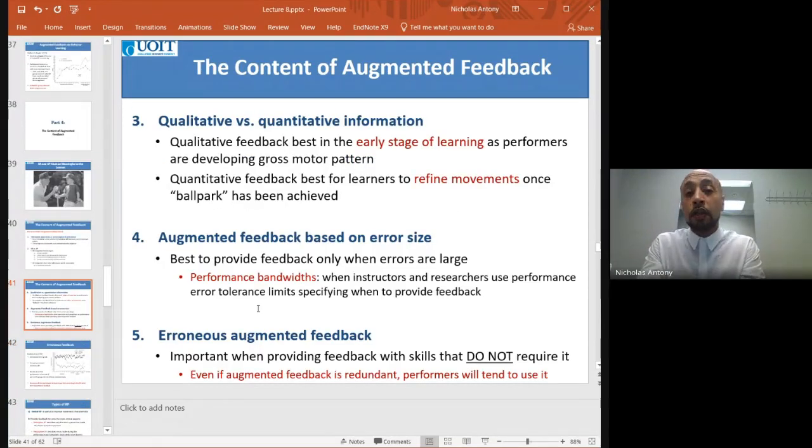Is it better to give qualitative information or quantitative information? Qualitative information would be, you did good or bad, versus quantitative would be more specifically talking about how they did in the specifics of their movement. It may be better to provide qualitative feedback in the early stages of learning, to provide a gross understanding to the learners and help them stay motivated. And then you give them quantitative feedback as they have developed the motor pattern.